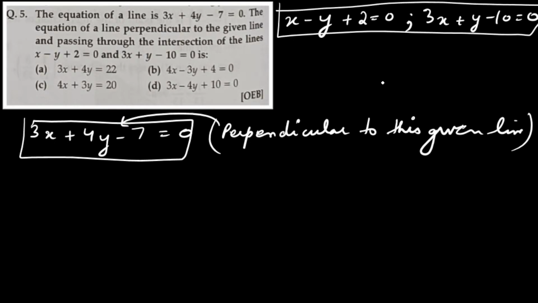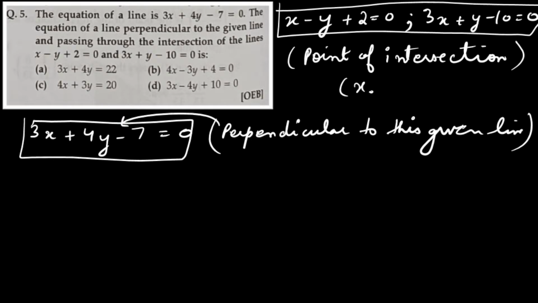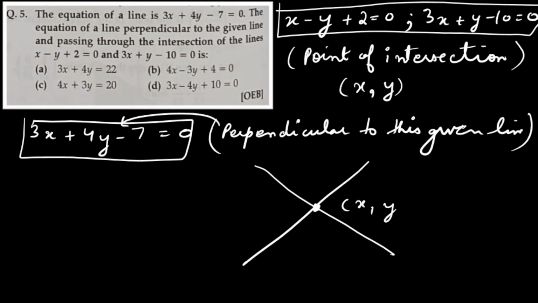So how can we find the point of intersection? If these two lines are there, their point of intersection we can find. Point of intersection means coordinates, x and y we can find. If two lines are intersecting at one point, at that particular point we have to find the value of x and y. That we can find by solving the pair of equations.